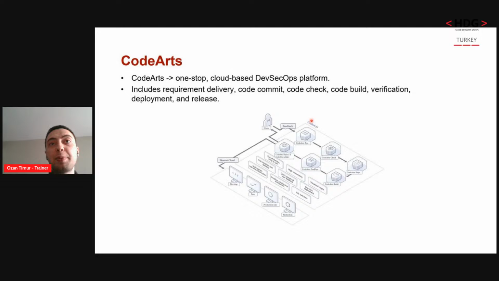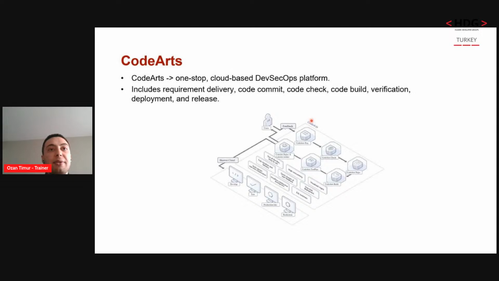CodeArts is a DevSecOps platform that provides a suite of ready-to-use cloud services covering requirement tests, requirements delivery, code commit, code check, code builds, verification, deployment, and release. DevSecOps is a structure based on DevOps with security measures in place. It simplifies deployment by providing end-to-end support.